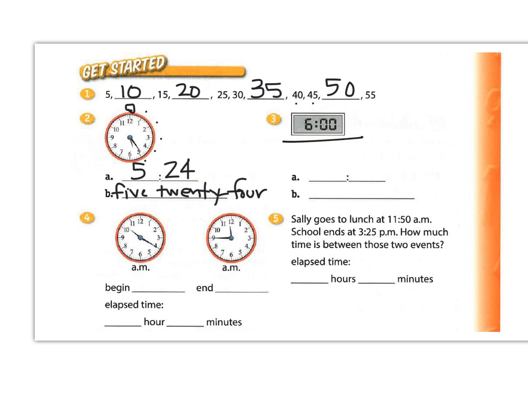When it's a digital clock, it tells you it's 6 o'clock. So 6 o'clock.